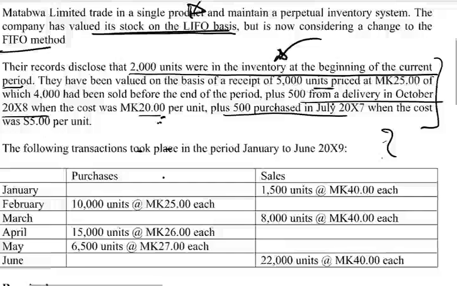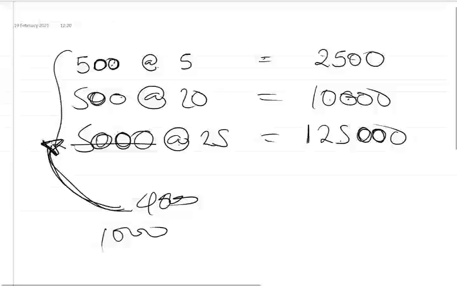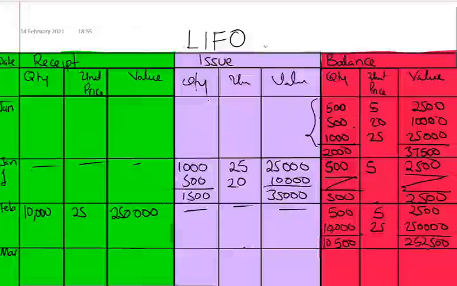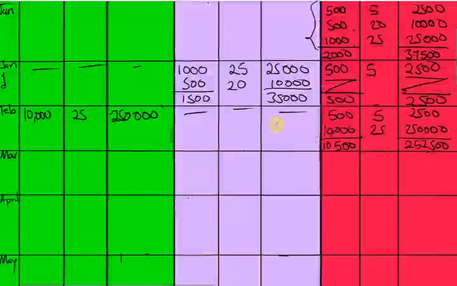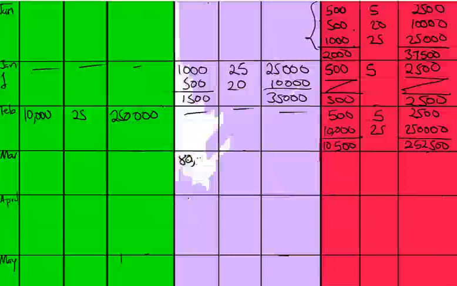Going to the third transaction, in March, they actually sold 8,000 units. We do not focus on the selling price. This is just about the cost when we are doing our schedule. So they sold 8,000. This is March. This is last in, first out. So what came in last? The 10,000. That means all 8,000 will come from that bunch.